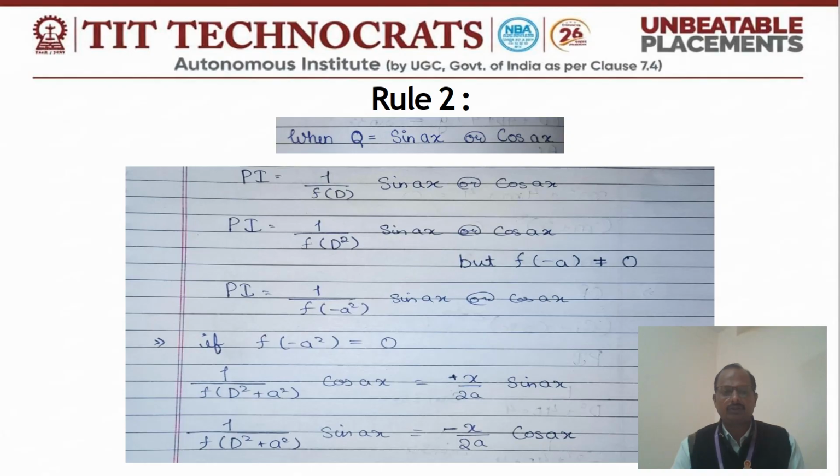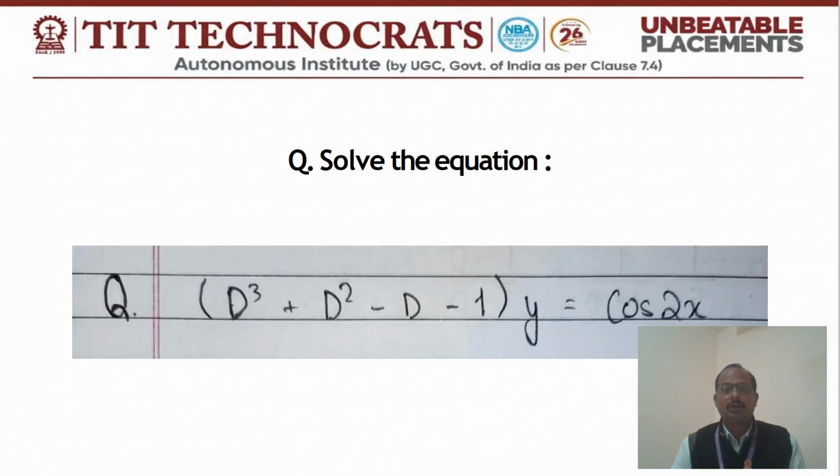So this is the formula. And there is another case also, 1 by f of D square plus a square cos ax is equal to x by 2a sin ax, and 1 by f of D square plus a square sin ax is equal to minus x by 2a cos ax. Now go for the question.